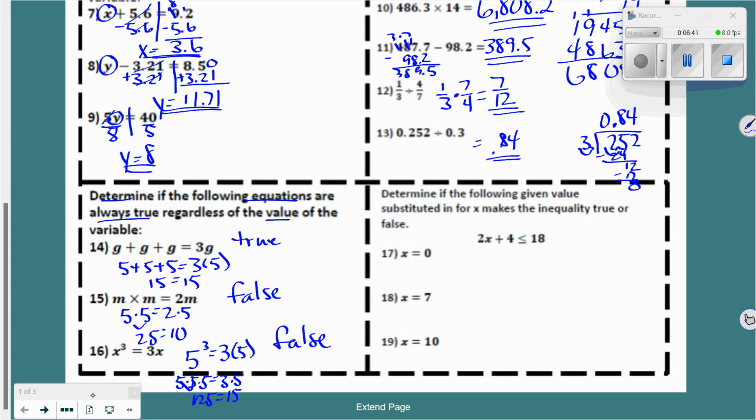Now, technically, you didn't have to do that if you understand your operations. G 3 times, I could rewrite that as 3G. M 2 times, that would be the same as M squared. That's not the 2M. And those two aren't the same.